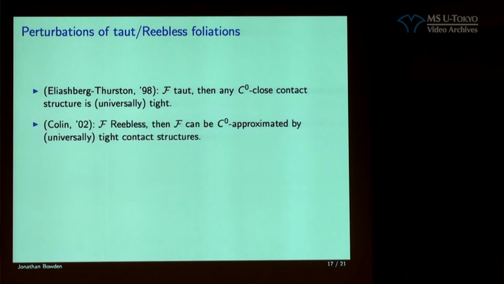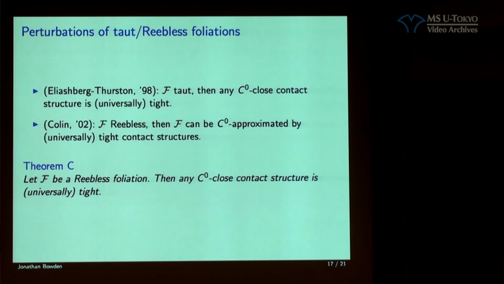The proof wasn't quite right, and Vincent Colin then subsequently showed that in such a neighborhood, you can always find some universally tight contact structure. But as we learned in the previous talk, not all contact structures in a neighborhood where you have Reebless foliations, and therefore potentially torus leaves, are the same. They could be distinct. And actually, you can reinstate this original statement. So I think that's okay.